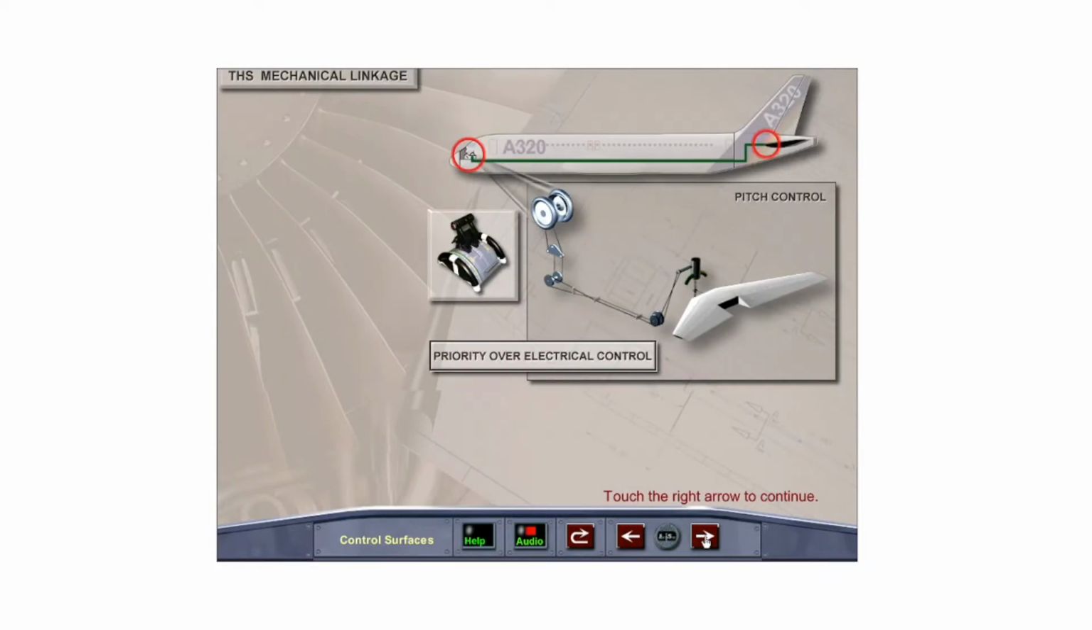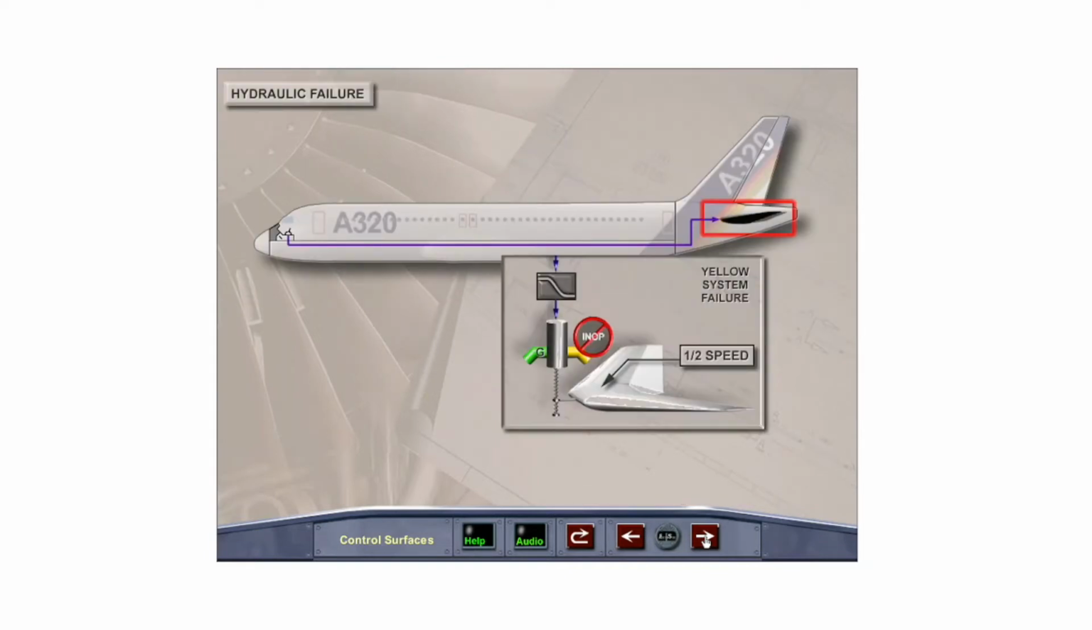The trimmable horizontal stabilizer is mechanically linked to the pitch control wheel in the cockpit. Moving or holding the pitch trim wheel always has priority over electrical control and is available if either the green or yellow hydraulic system is available. With the failure of either the green or yellow hydraulic system, the trimmable horizontal stabilizer will operate at half speed with no adverse effects.